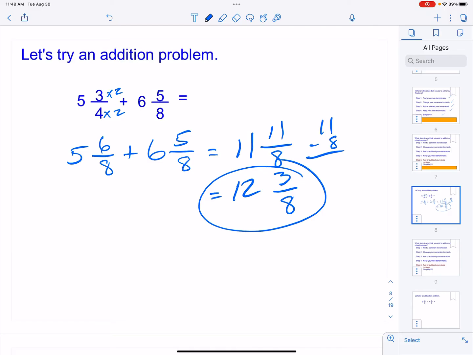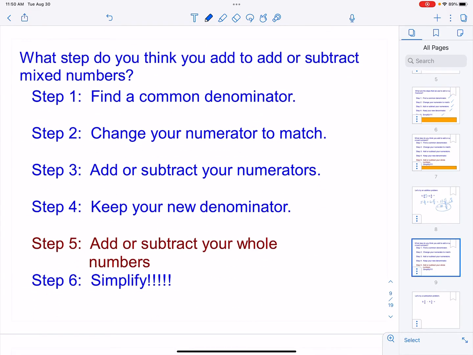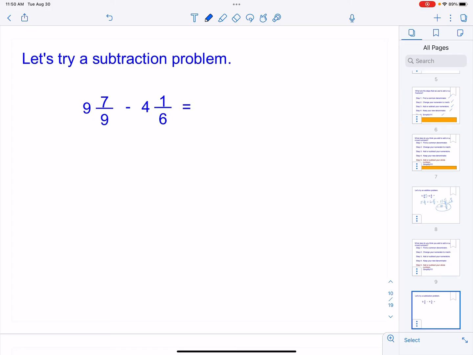Okay, so in order to add or subtract mixed numbers, that's all you do. Find the common denominator, change your numerator, add or subtract your numerators, keep the denominator, add or subtract your whole parts, and last but not least, simplify. Now we do subtract the same exact way. Okay, now there are a couple different subtractions, and we'll kind of talk about that in a moment. But in this one right here, we start off the same exact way. Every single problem, find a common denominator.